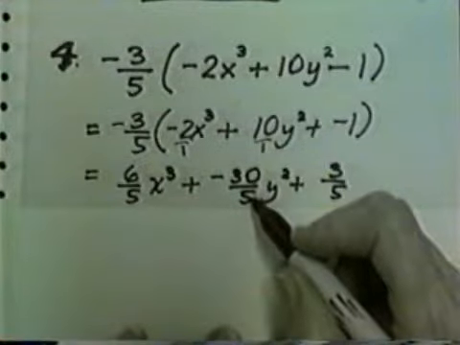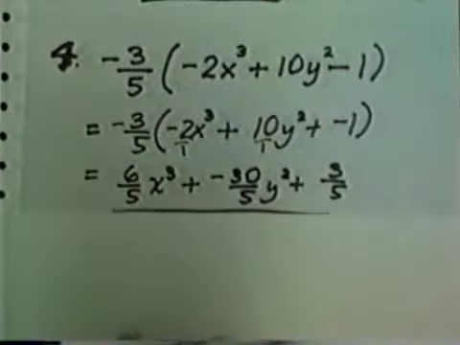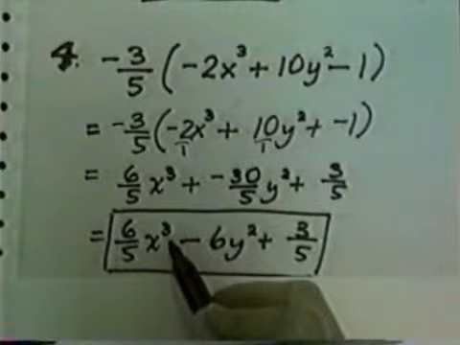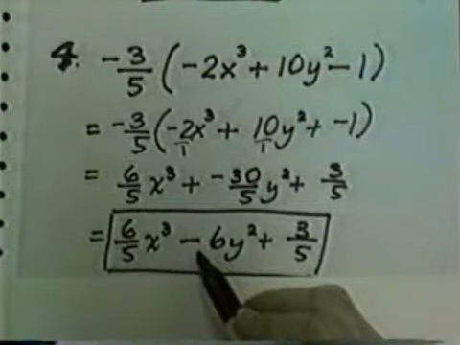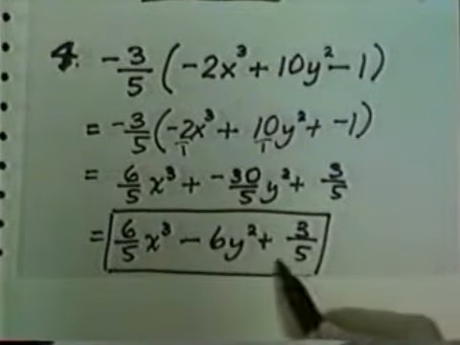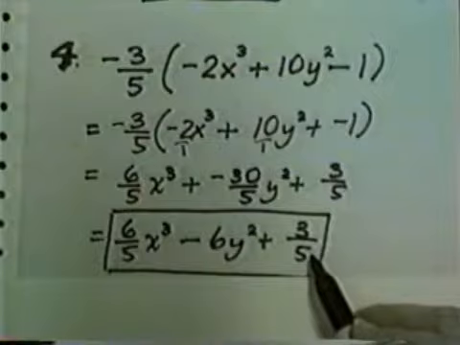Negative 30 divided by 5 reduces to negative 6, and so we get 6/5 x cubed plus negative 6 y squared, or the simpler way to write it, subtract 6 y squared plus 3/5.